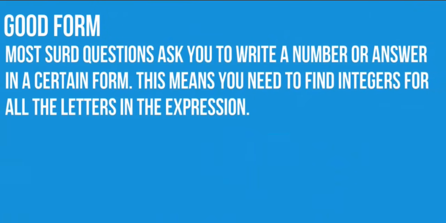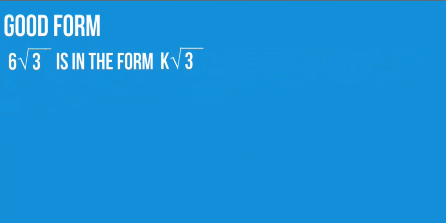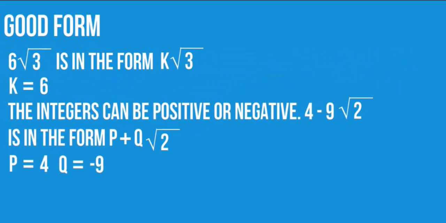Good form. Most surd questions ask you to write a number or answer in a certain form. This means you need to find integers for all the letters in the expression. Here's an explanation.